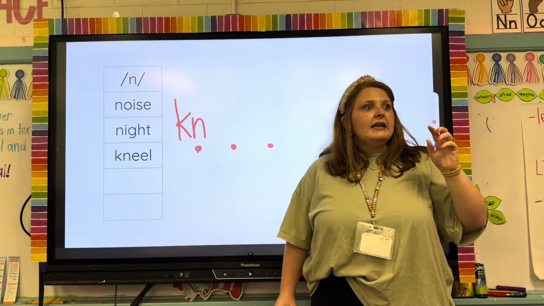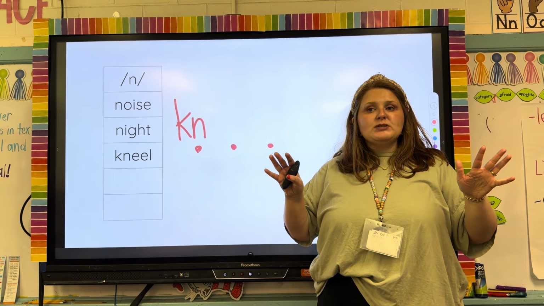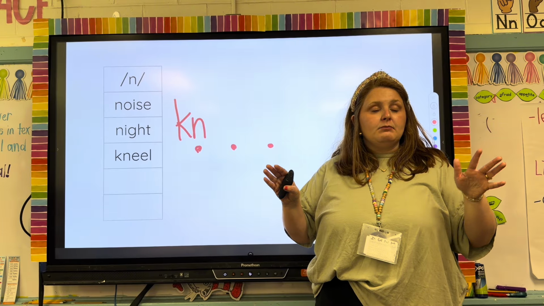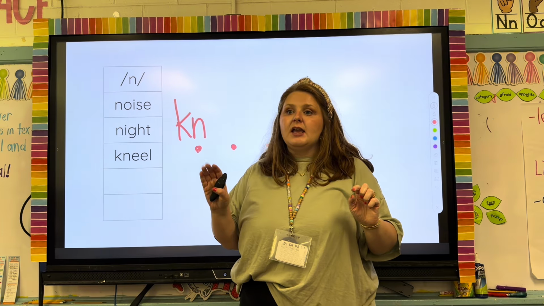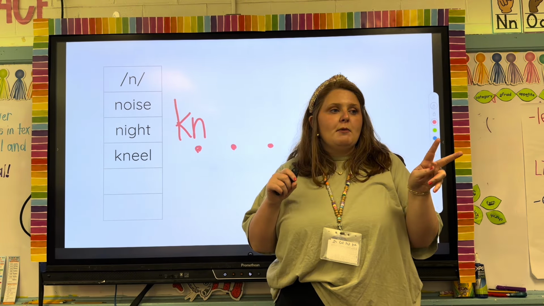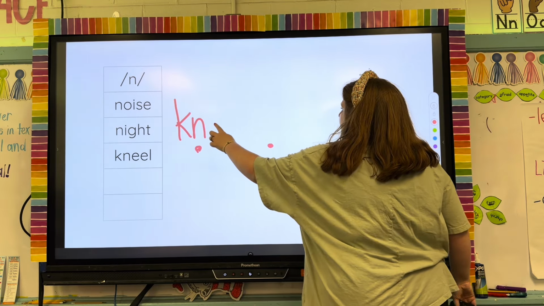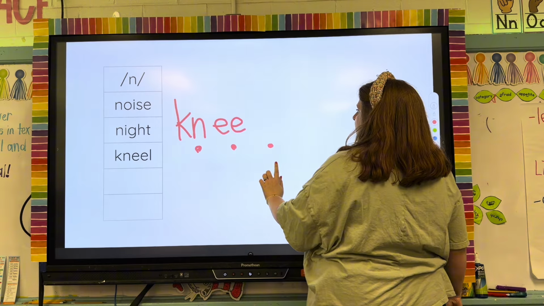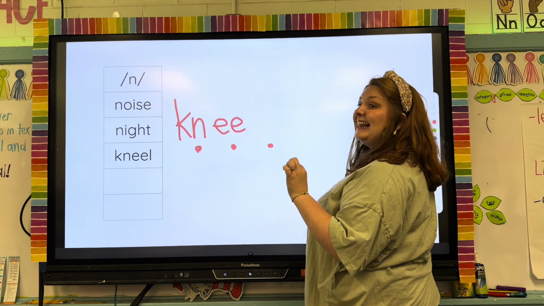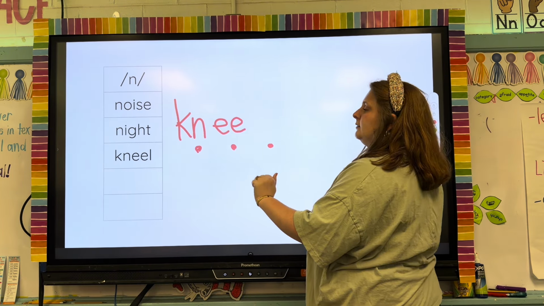E. Right? Now there are 2 most common ways to spell E in a word. Either with an E-E or with a Y. Right? Those are the 2 most common. What are we going to use here? E-E. Last phoneme. L. And how do we spell L?